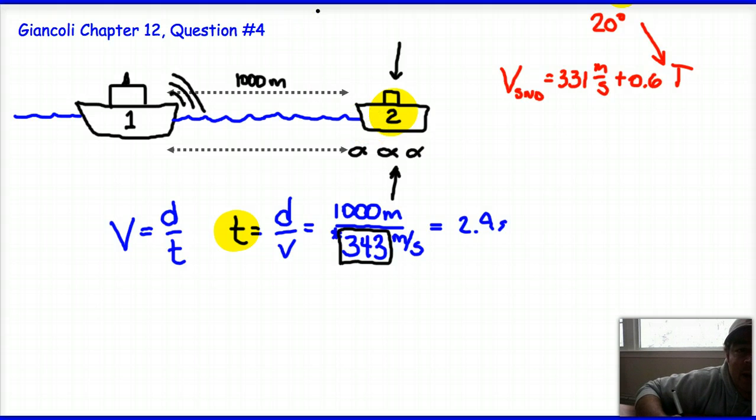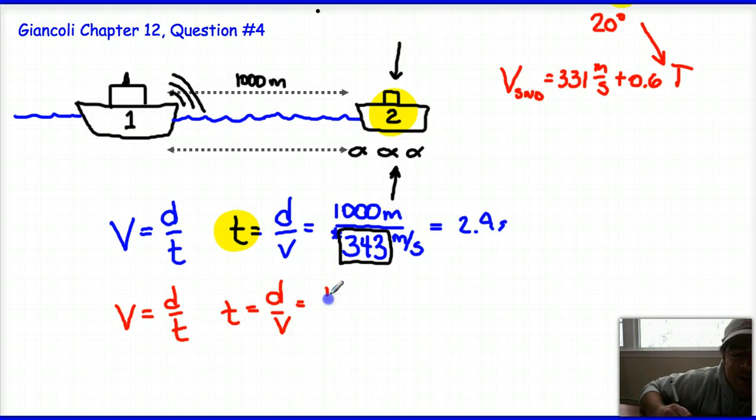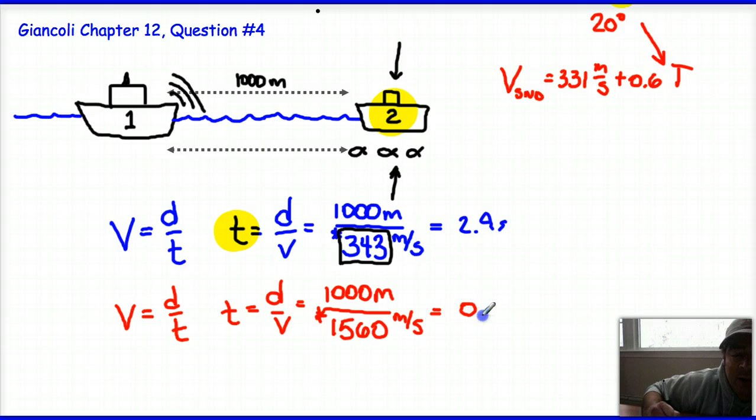Now let's do the whole thing again, except now we're going to do it for the fish. The equation starts the same, and we're still going to get time is equal to distance over velocity, and the distance is still 1,000 meters. However, the speed of sound in water is much, much faster. It's 1,560 meters per second. This number would have to be given to you in a problem. It is in the textbook. And once you run that through your calculator, you get 0.64 seconds.